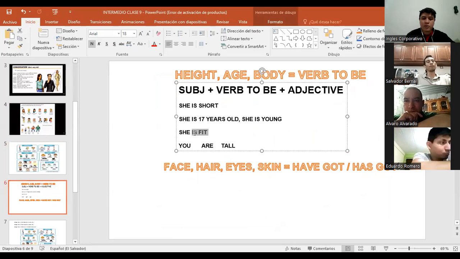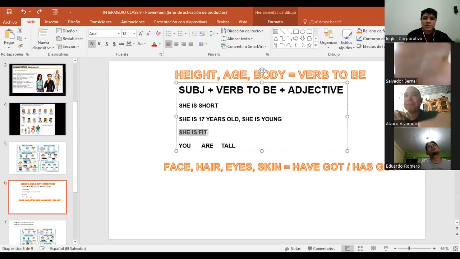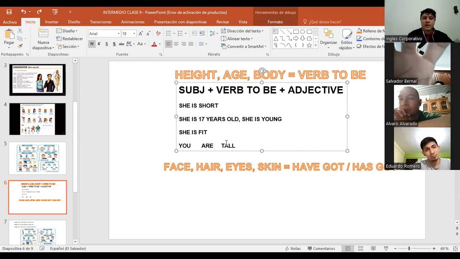Los verbos son las acciones, right? So aquí, sí. El verbo que tenemos aquí es is, ¿ok? Que es el verbo to be, you see? So that's why we use it, okay. Is. Is es un verbo already, que significa ser y estar, right? So ella es fit, right? So like this one. Okay.